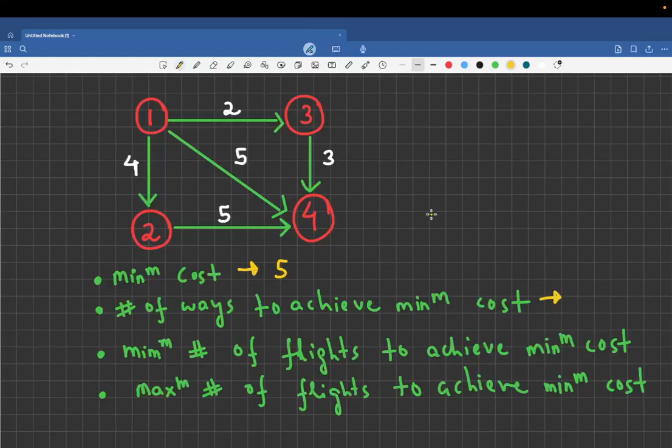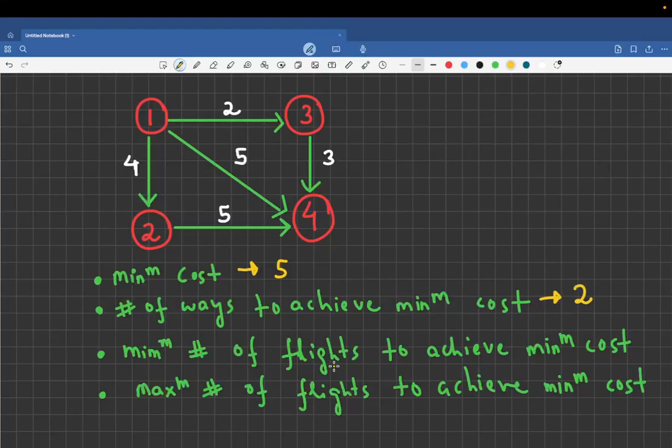The second problem is the number of ways to achieve this minimum cost. Can you tell me the number of paths that eventually lead you to the cost of 5? There are two paths, right? This is the first path and this is the second path. Both of these paths take you from node 1 to node 4 with a cost of 5. So the total number of ways to achieve the minimum cost is actually 2.